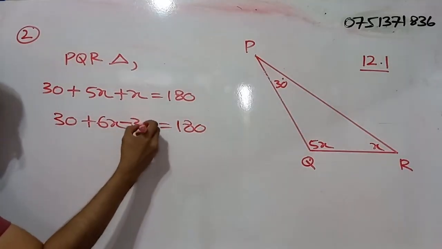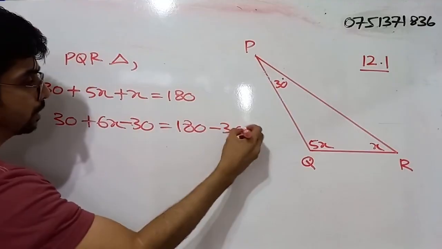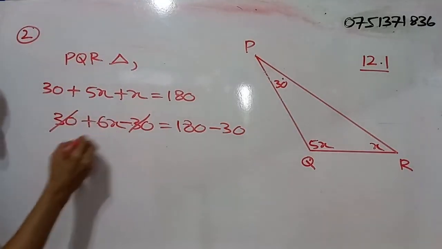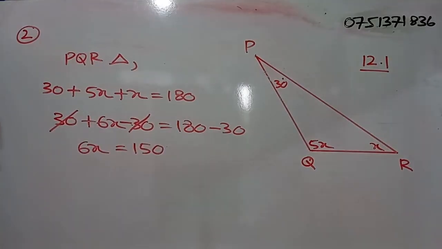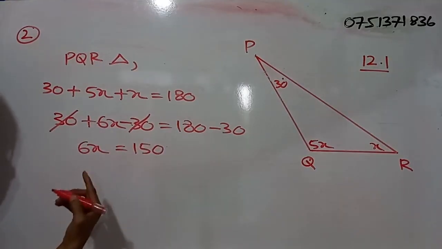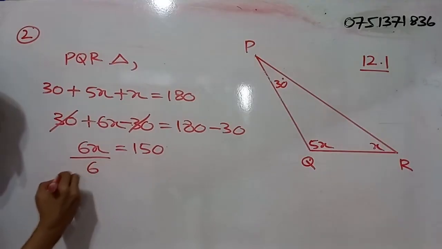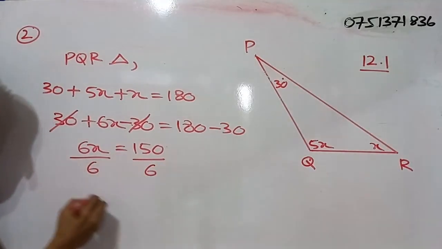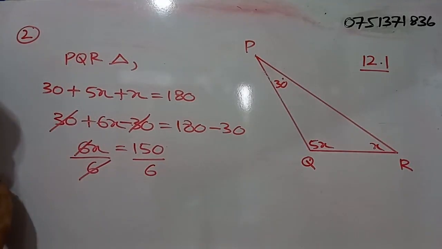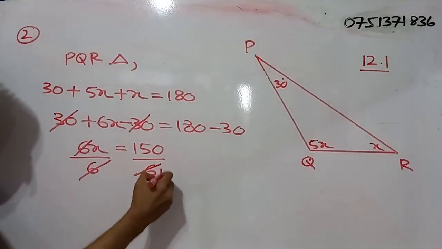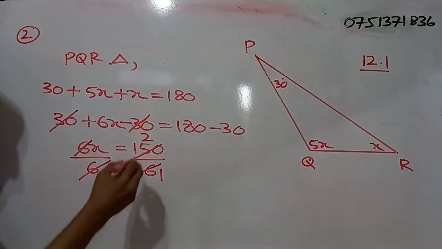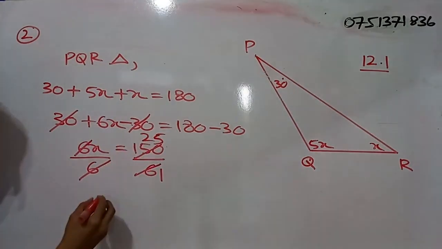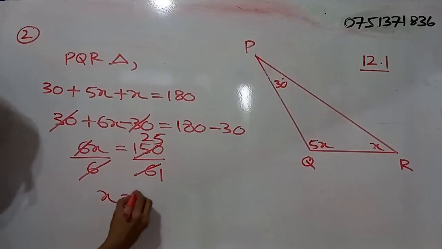So we will subtract 30 from here, do the same thing to the other side. So we can cancel off these two. 6x, that is equal to what? 150. 180 minus 30, that is 150. So we will divide this side by 6. Do the same thing to the other side. For 15 we can go up to 2. Then for 30, 5. 25. So x is equal to what?